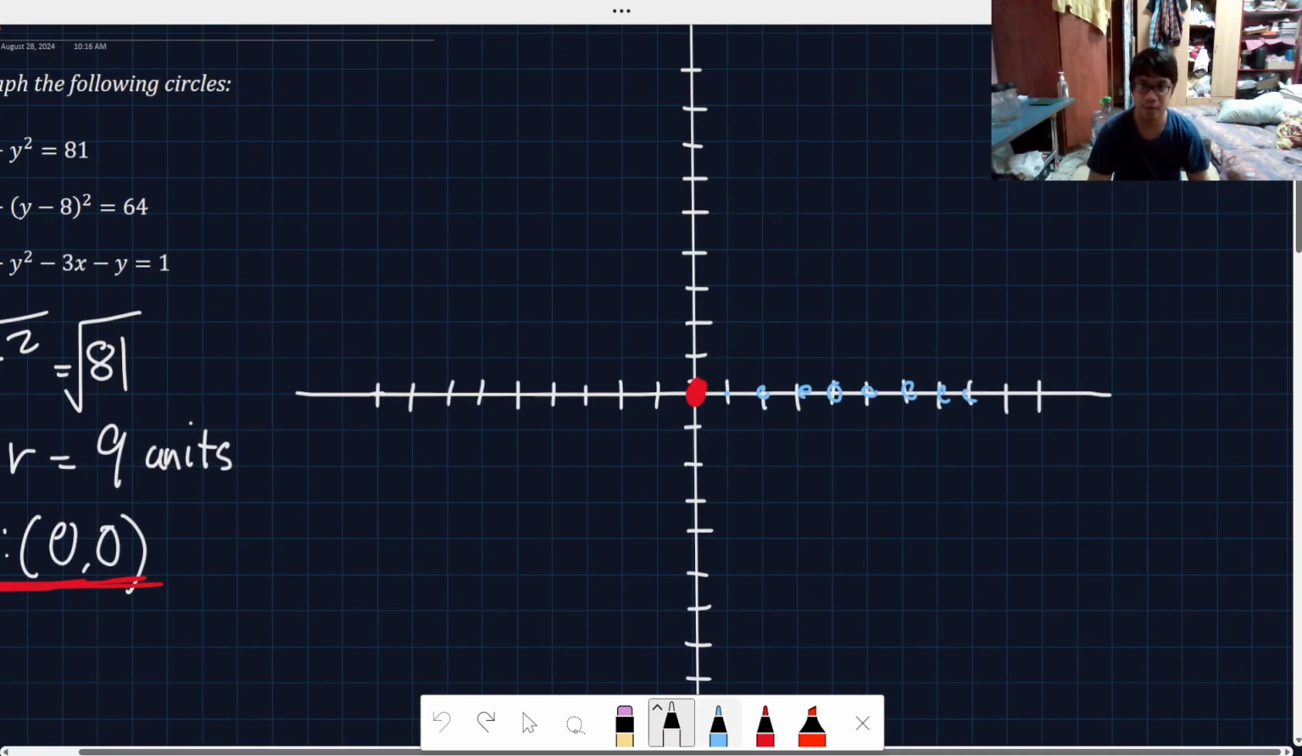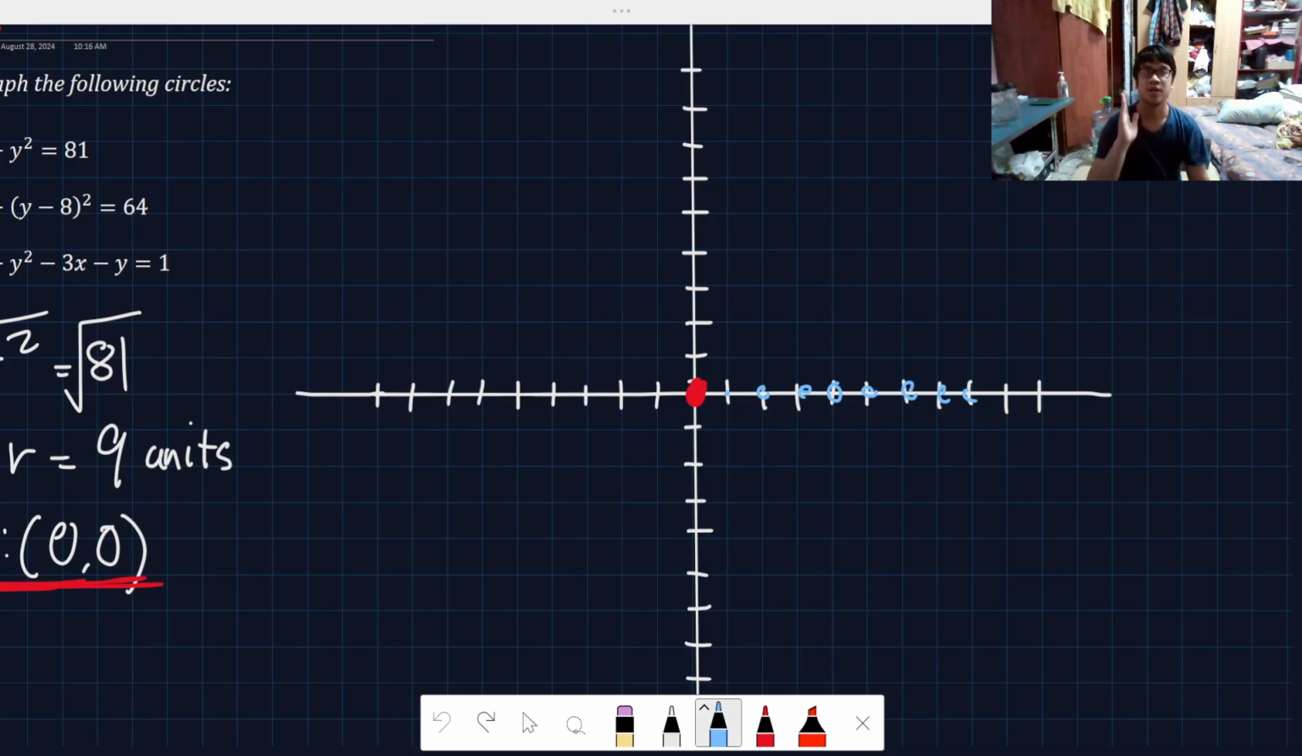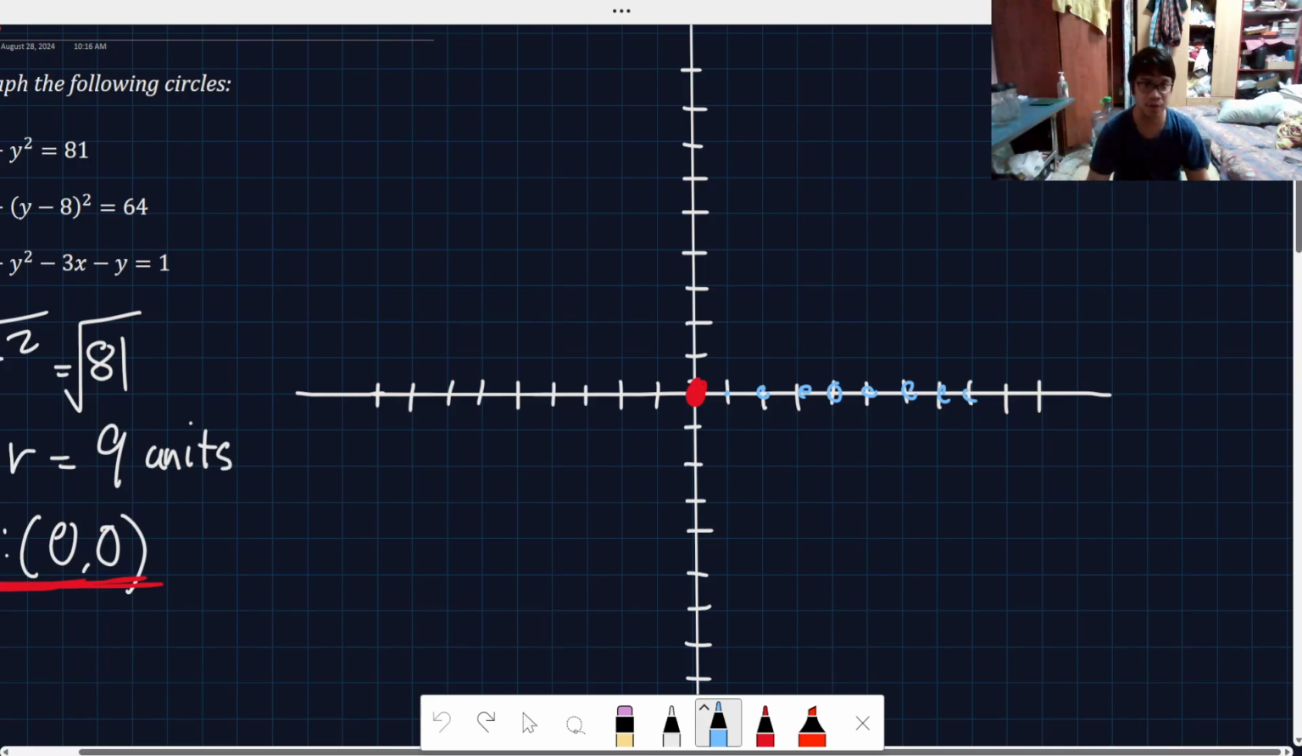It's at the origin. So let's draw the circle by first drawing 9 units away from the center. Okay, so start from the center.